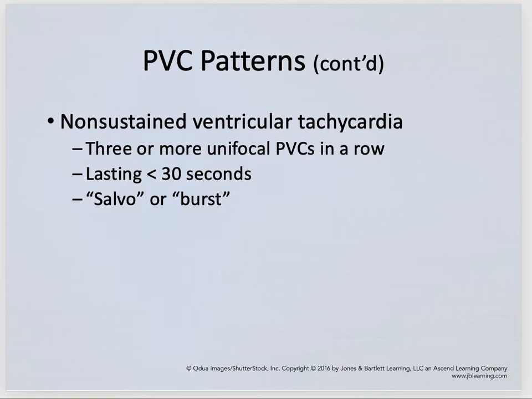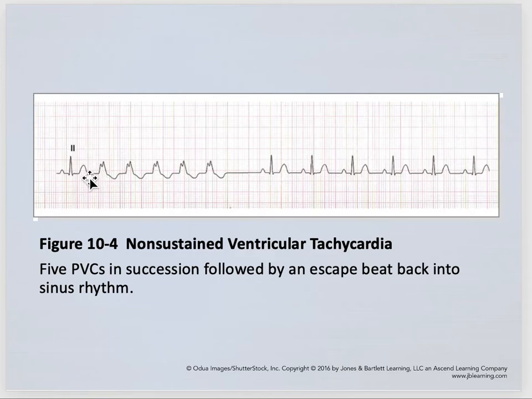non-sustained ventricular tachycardia. Non-sustained is when you have a series of three or more PVCs in a row that last not very long. It's like a little burst, so it's what we call non-sustained. So you get a run of PVCs, but what you notice is it goes back to normal sinus rhythm. This is non-sustained VTAC.